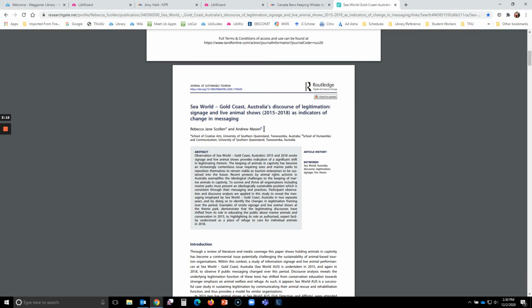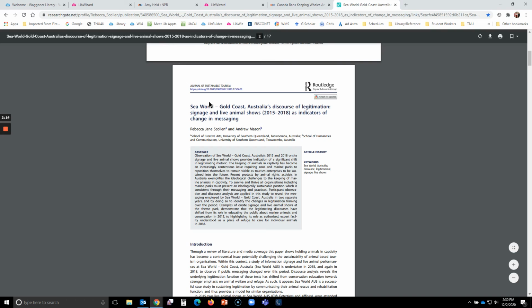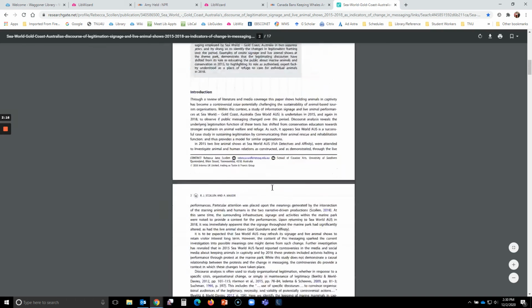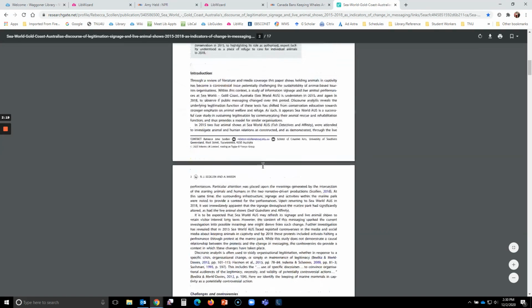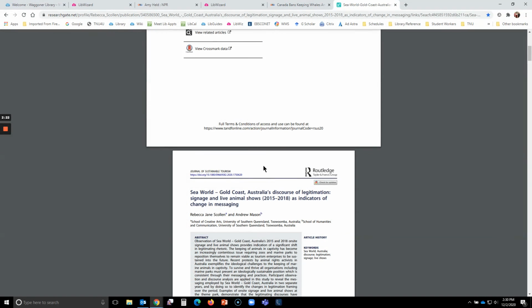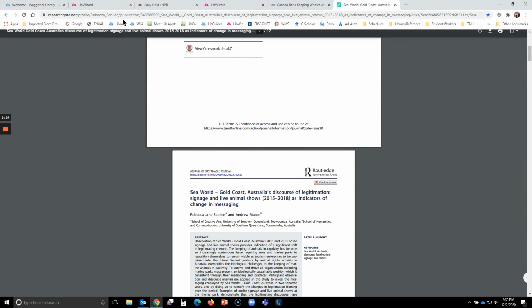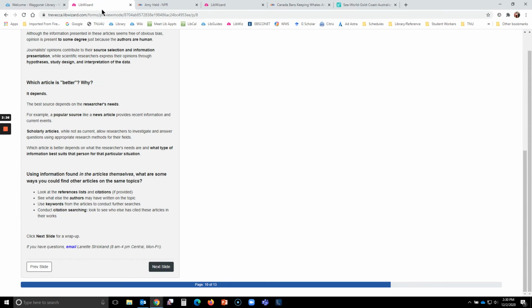Probably they've written other articles on the same topic. You could look up key terminology throughout the article. You might pick up terms that are good for conducting other searches to find similar articles. You can also do something called citation searching, which is looking to see who else has cited these articles in their works. A good place to do that is on Google Scholar.